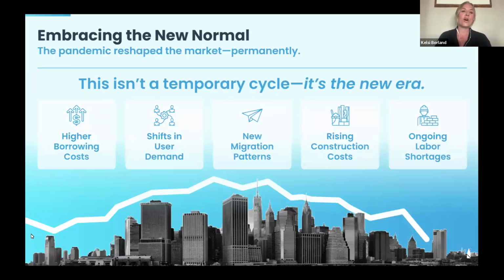So the impetus for this guide was really this new market environment that we're in. We're calling it the new normal. The pandemic really set off a new market cycle. And it's so interesting because there are a lot of reasons why a new market cycle might start. And the pandemic, I think, is your quintessential black swan event, right? No one could have seen that coming.